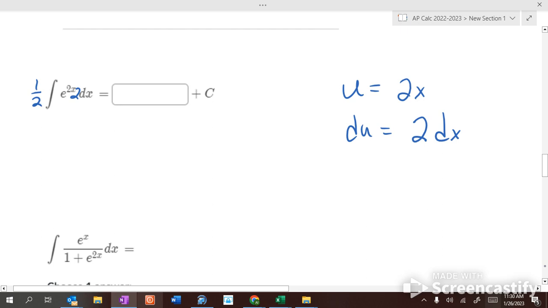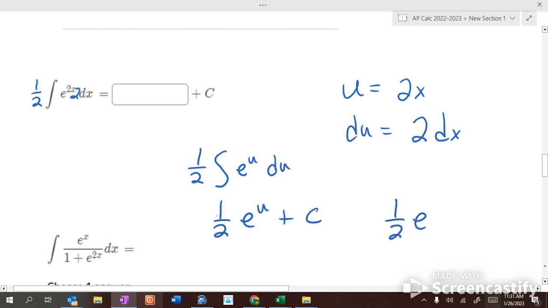Okay. So really, we have 1/2 the integral of e to the u du now, correct? Because u is 2x, and then du is 2 dx. Okay. What's the integral of e to the u? E to the u. So we have 1/2 e to the u plus c. So it's 1/2 e to the 2x plus c.